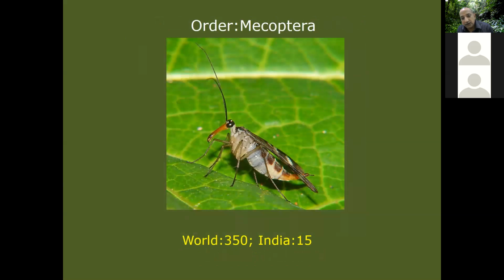Then comes Mecoptera. These are also rare insect groups. They are also called scorpion flies, and about 15 species are known from India. You can see them in forest areas. They are very easy to identify by looking at their mouth, which is like a bird's beak, like a stork or a pelican beak.